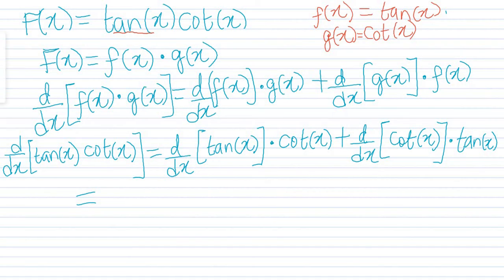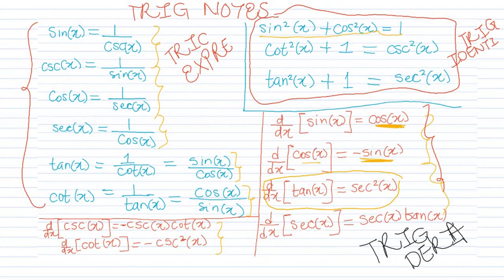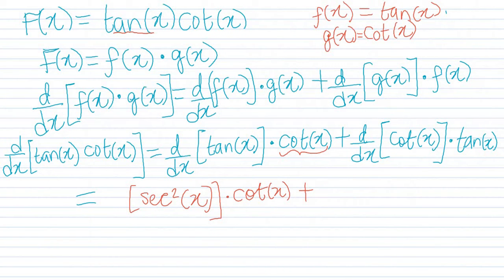So here, I'm going to change up the color. So we have secant square x, multiplied by cotangent x, because that's what we have here, plus, what is the derivative of cotangent of x? The derivative of cotangent of x is negative cosecant square x.